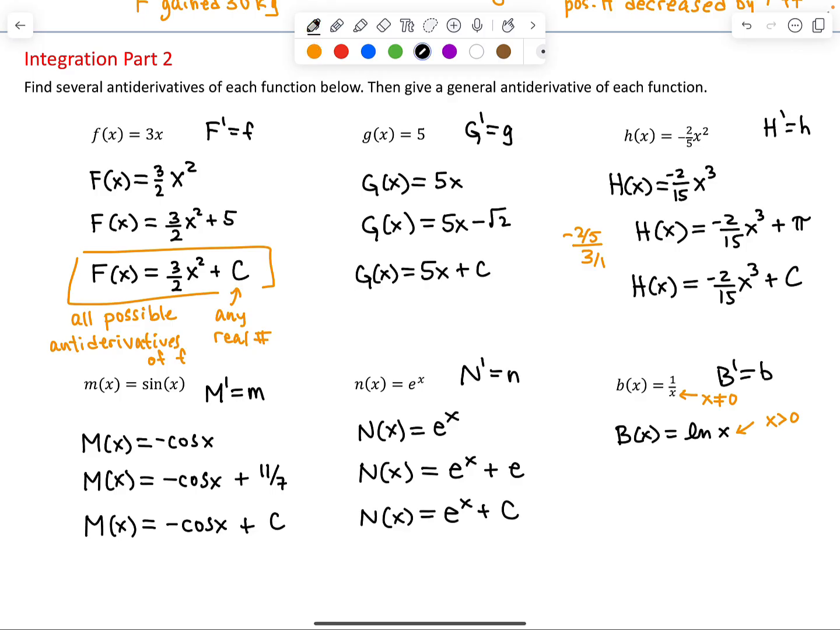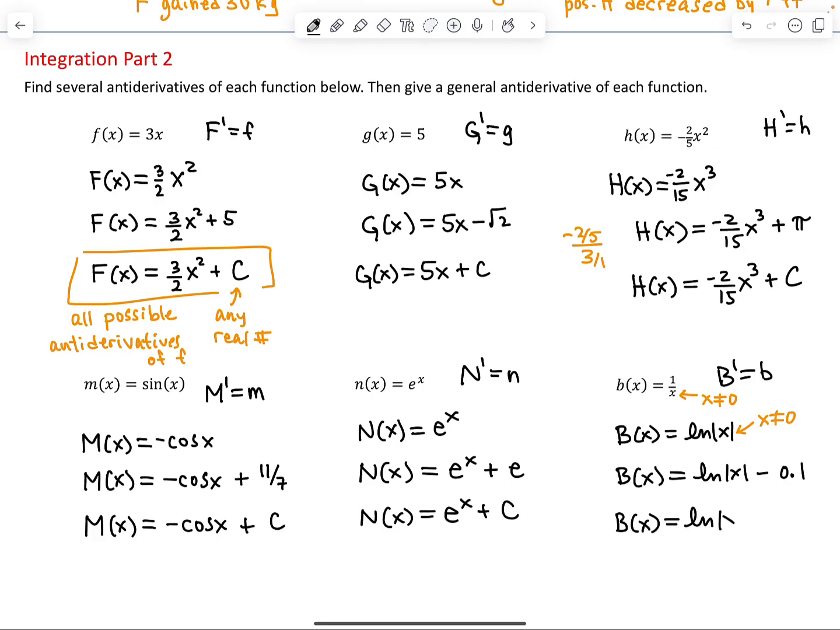A way to fix this in this case is to put this x in absolute value, because now the only restriction is that x can't be 0. And also the derivative of natural log of absolute value of x is still 1 over x, as discussed in earlier lectures. So b of x equals natural log of absolute x plus any constant you want, such as subtracting 0.1. And generally speaking, b of x would be the natural log of absolute x plus any constant, positive, negative, or 0. Okay, let's move on back to the context of definite integrals on the next page.